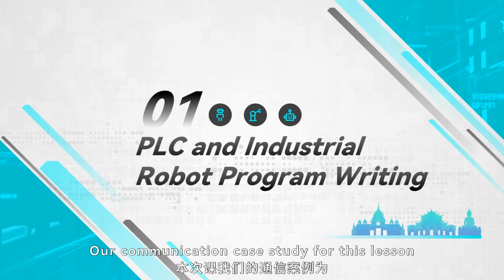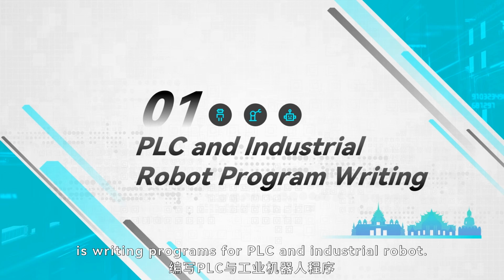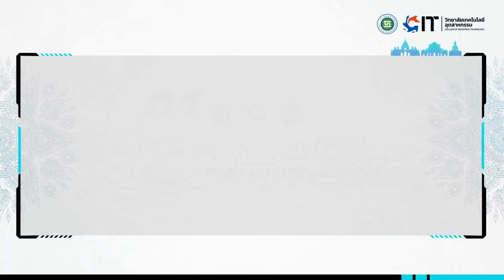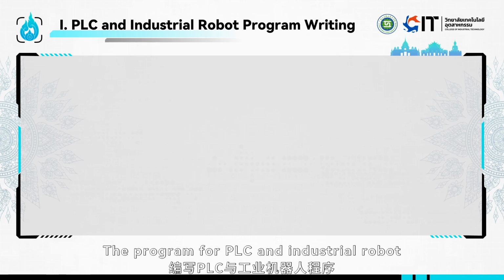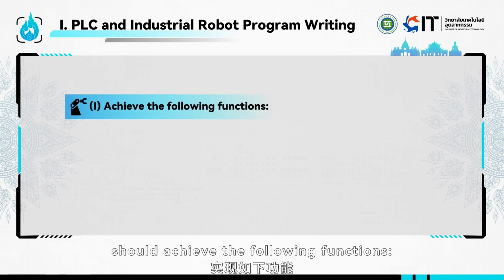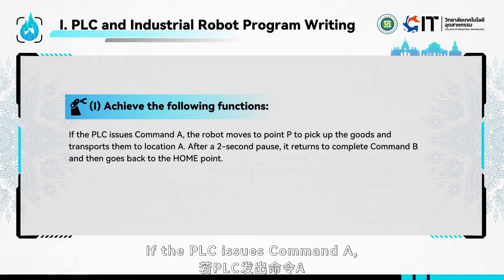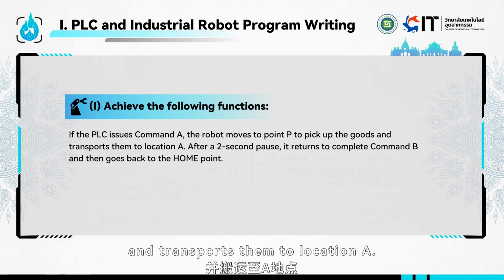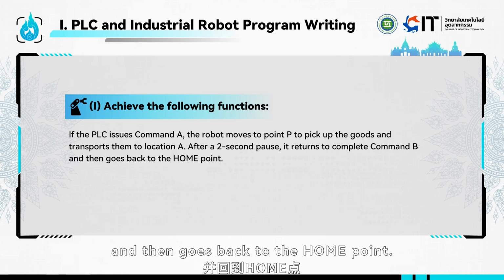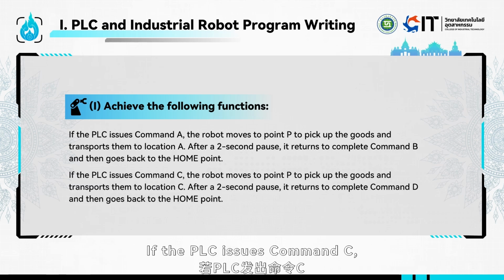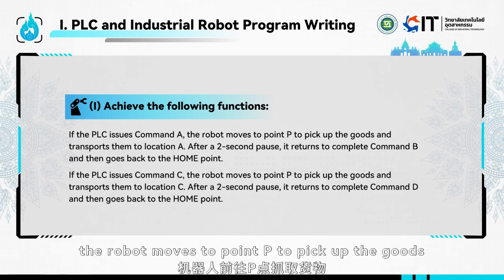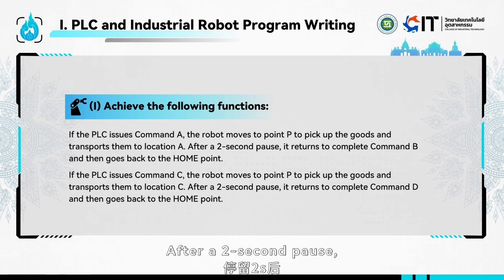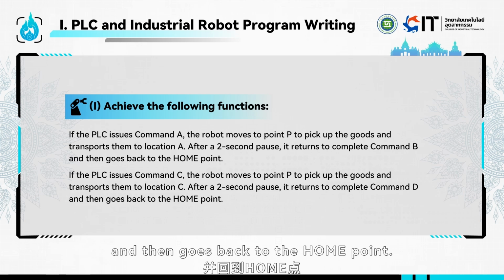Our communication case study for this lesson is writing programs for PLC and industrial robot. The program for PLC and industrial robot should achieve the following functions. If the PLC issues command A, the robot moves to point P to pick up the goods and transports them to location A. After a 2-second pause, it returns to complete command B and then goes back to the home point. If the PLC issues command C, the robot moves to point P to pick up the goods and transports them to location C. After a 2-second pause, it returns to complete command D and then goes back to the home point.